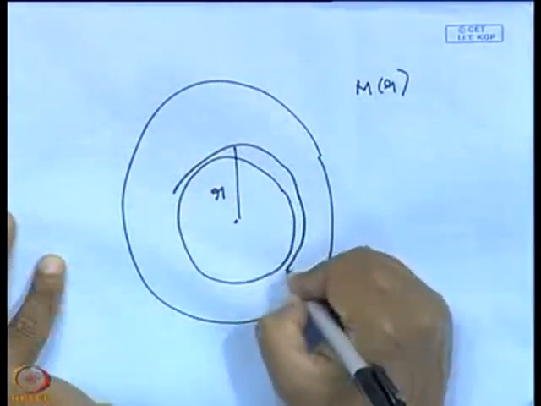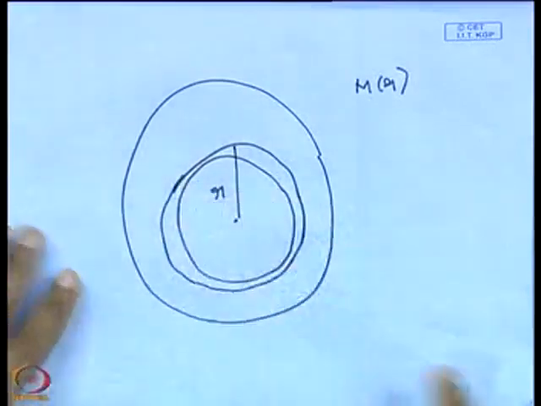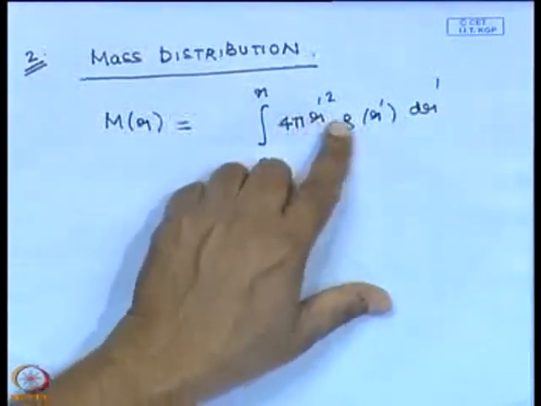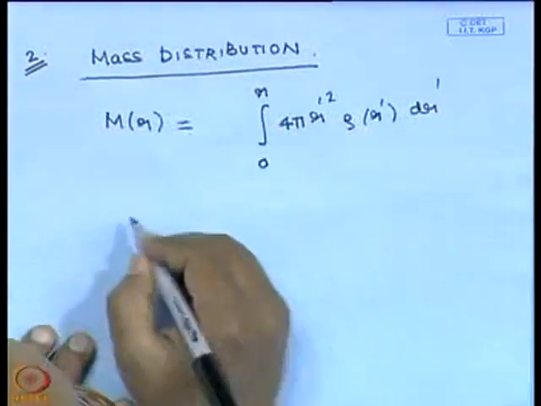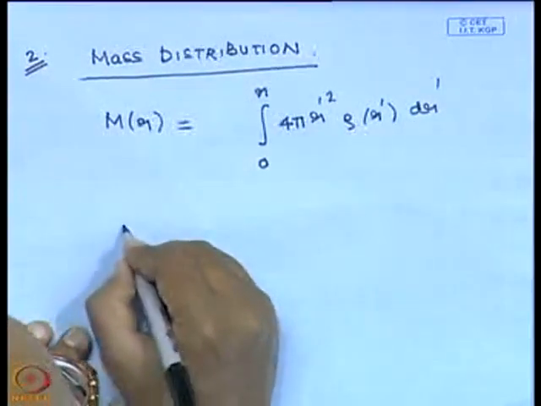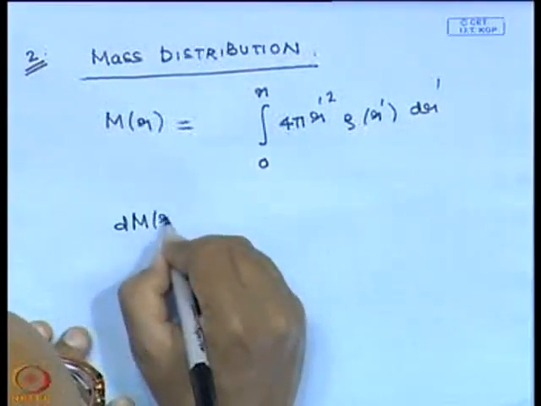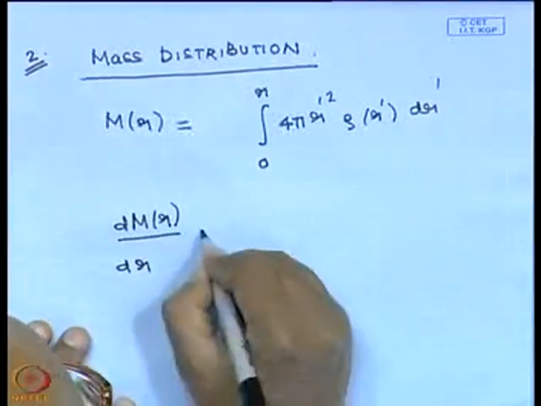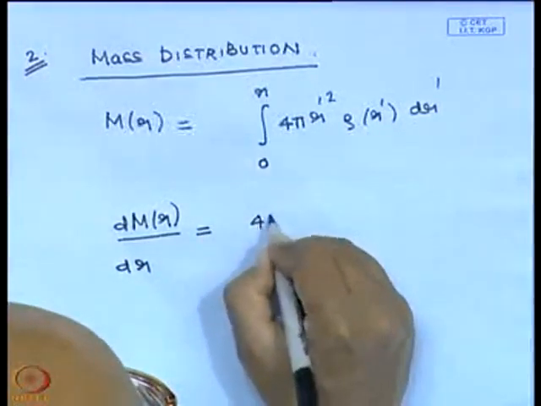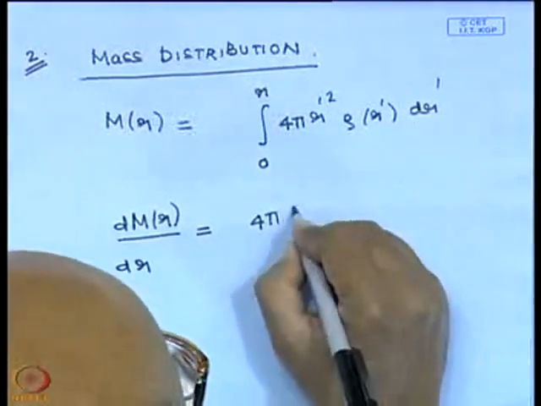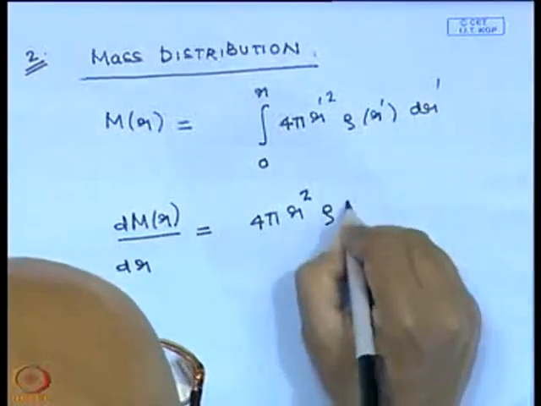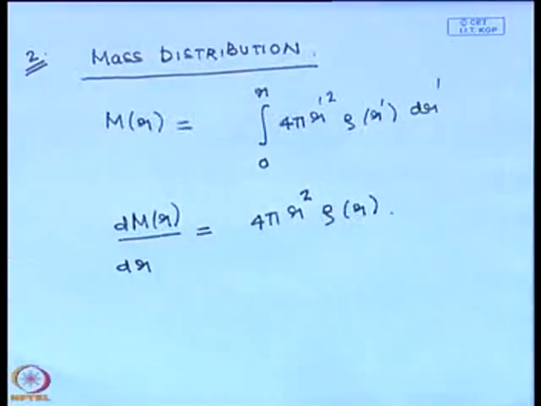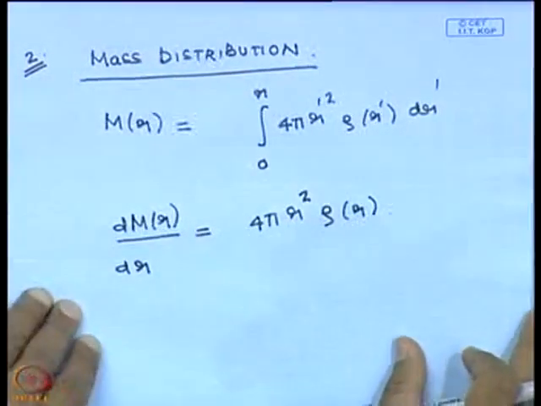like this. So, the thickness of such a shell is dr prime, and the mass inside that is 4 pi r prime square rho(r prime) dr prime. So, this equation can also be written in differential form, which is dm(r) by dr is equal to 4 pi r square rho(r). So, this is the equation that governs the mass distribution.